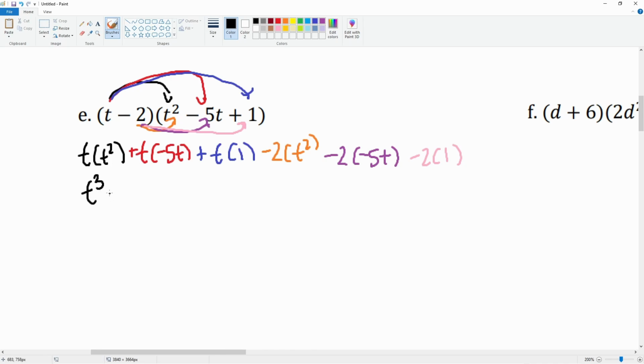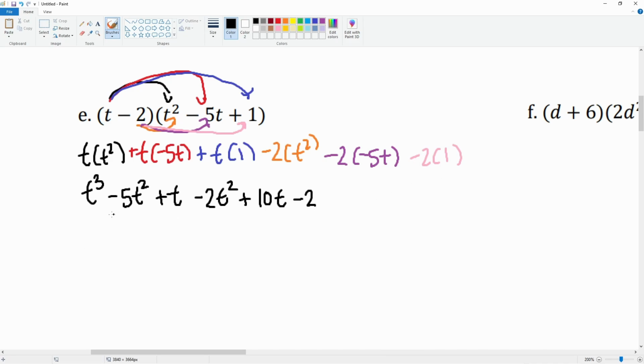T squared times t, it is t cubed. T times negative 5t becomes minus 5t squared. T times 1, it is just t. This becomes negative 2 times t squared, it is negative 2t squared. Negative 2 times negative 5t, it is plus 10t. Negative 2 times 1, it is negative 2.